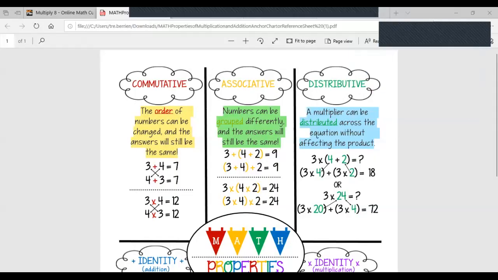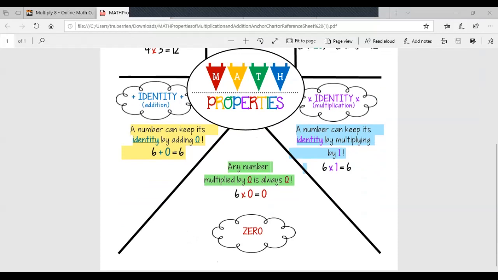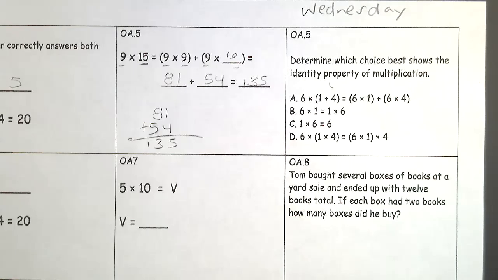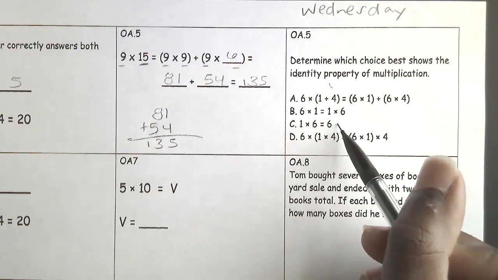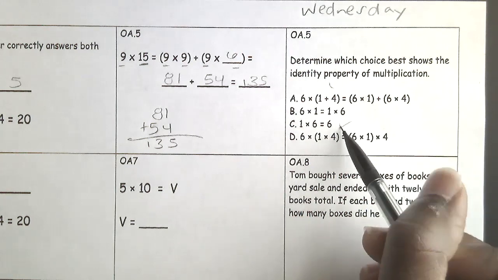All right, so our identity property of multiplication, we're going to come down here. A number can keep its identity by multiplying by 1. Example: 6 times 1 equals 6. Another example might be 7 times 1 equals 7. So let's go back to what our question was asking us. The identity property of multiplication is one that is multiplied by 1 and still keeps its identity. So in this case, that would be C, 1 times 6 equals 6, okay?